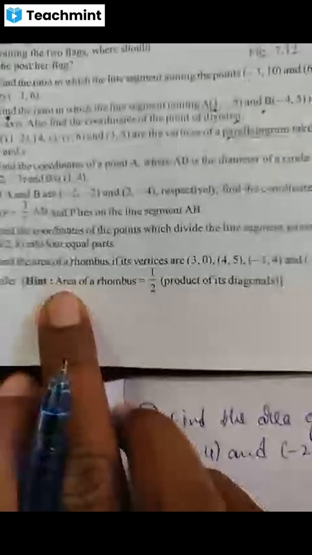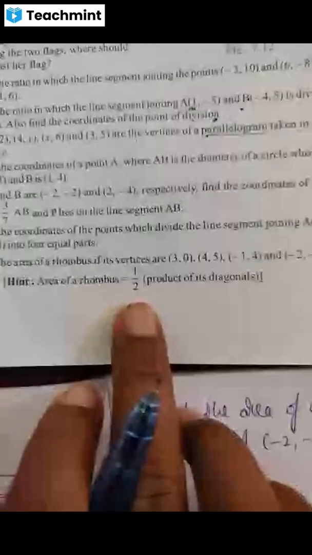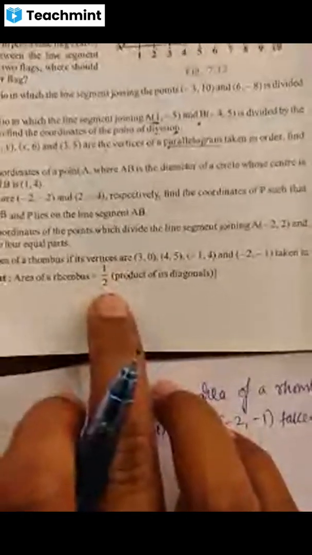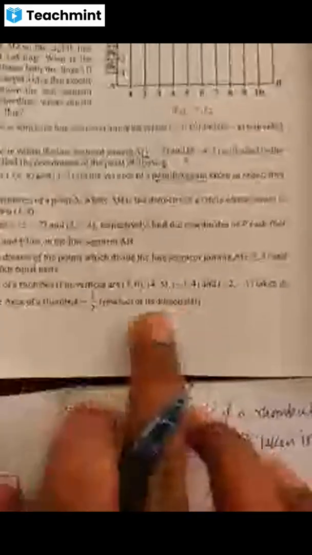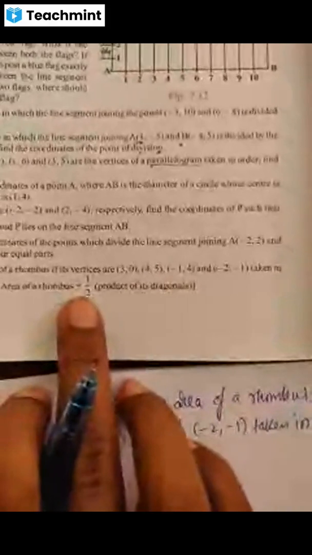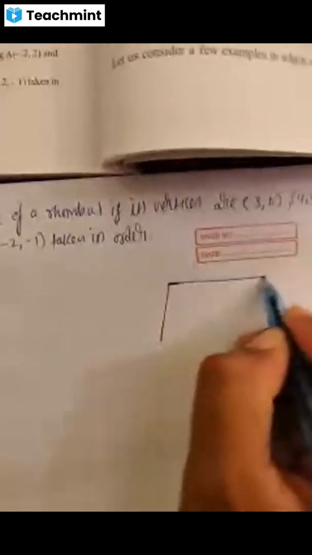So they have given one hint. What is the hint? Area of a rhombus is equal to 1 by 2 into the product of its diagonals. They asked to find the area of the rhombus, and the formula they have given. In examination they will never give such hints. So we have to remember: area of a rhombus is half into the product of its diagonals. Okay, so what are the diagonals?